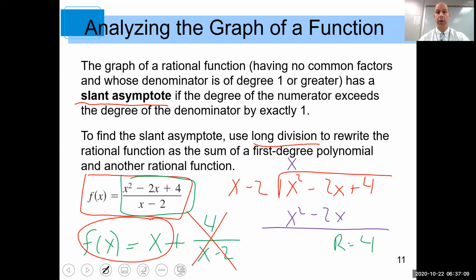And I should probably make sure that I don't jump over this too quickly. These slant asymptotes are only going to happen with rational functions that have no common factors and whose numerator has degree exactly 1 greater than the denominator. In other words, what I'm saying is this. So this is a rational function. It's a quotient of polynomial functions, and you'll notice that this is x squared and this was x. So we have a degree difference of 1, and so that's why we're going to get a slant asymptote.